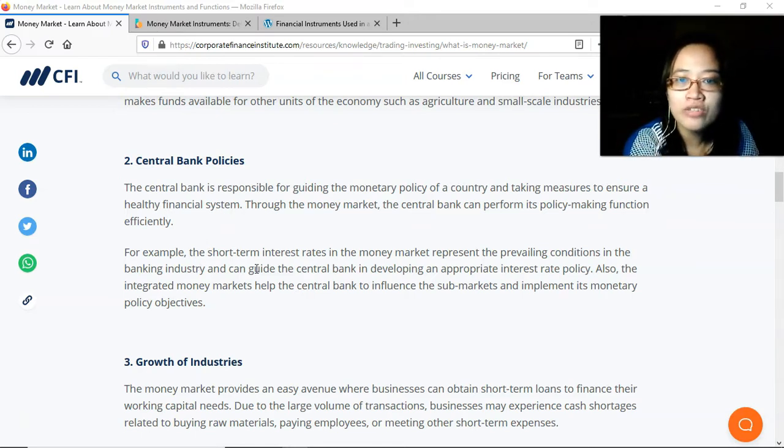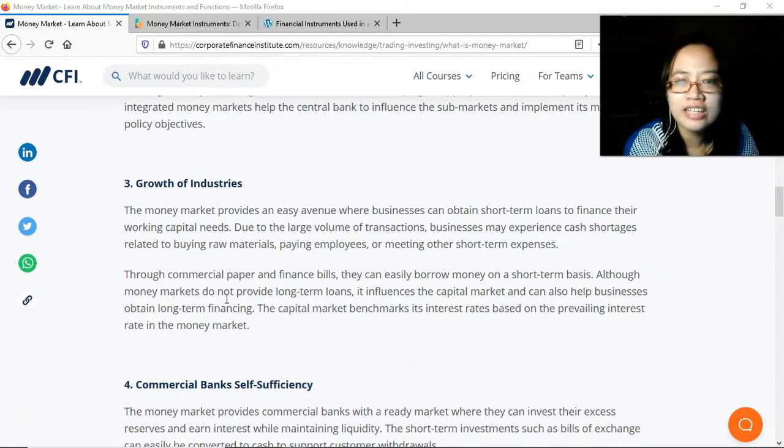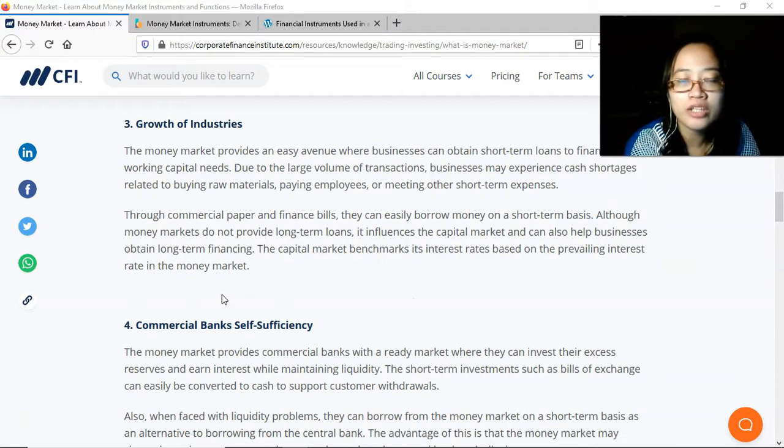For example, the short-term interest rates in the money market represent the prevailing conditions in the banking industry and can guide the central bank in developing an appropriate interest rate policy. So, source of data and information din. Also, the integrated money markets help the central bank to influence the sub-markets and implement its monetary policy objectives. Ayan. So, related na yung mga yan. In a way, money market, financial markets, syempre part pa rin sila ng financial system. So, they are under pa rin ng regulation ng central bank and would really affect the implemented monetary policy. Okay?